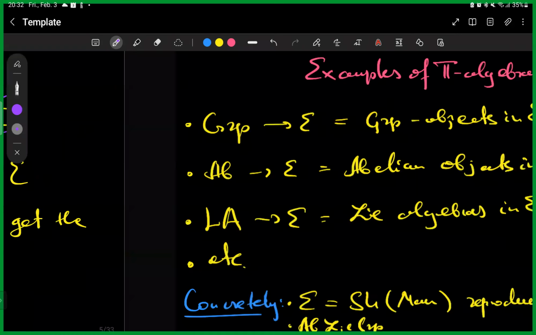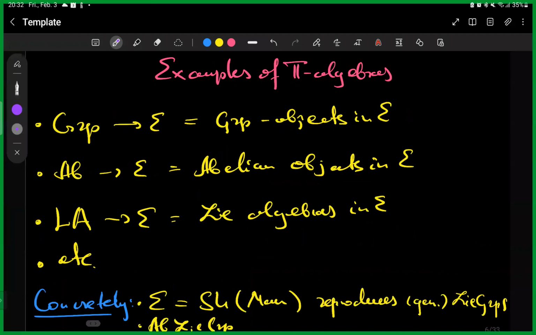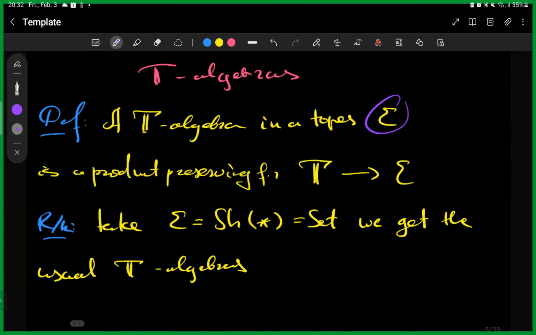Okay, so some more examples. Could you return to the definition? In this definition, the algebra is a product preserving F. What is F? Product preserving functor from T to E. Yeah, from E to E. Okay.